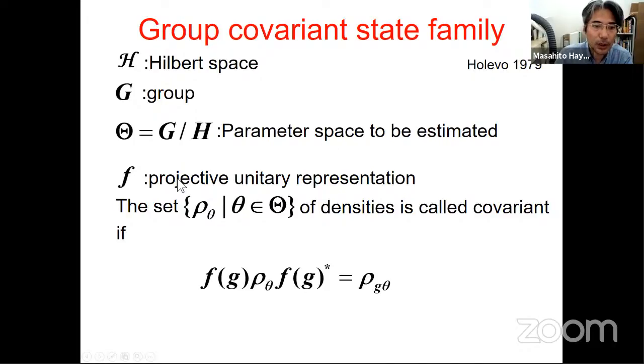And also we consider a projective unitary representation of group G, and we assume that this set satisfies the following condition. So this is rho theta, and we apply this unitary U_g and U_g dagger, and then the parameter is shifted by the action to theta, because theta is an element of the quotient space. So we have a group action on theta.